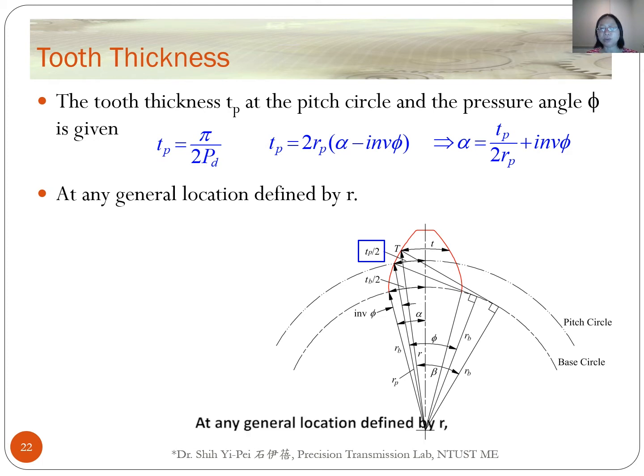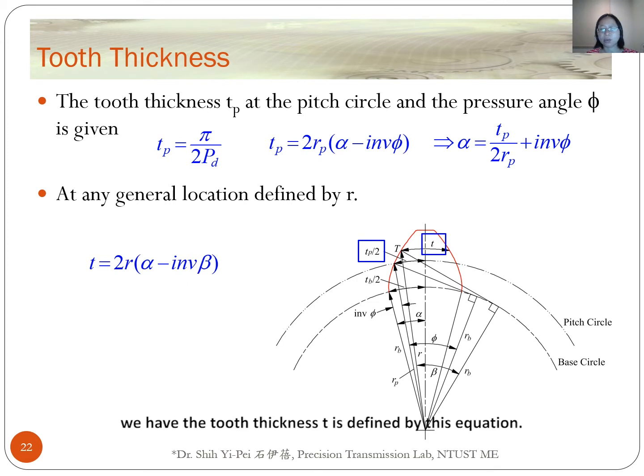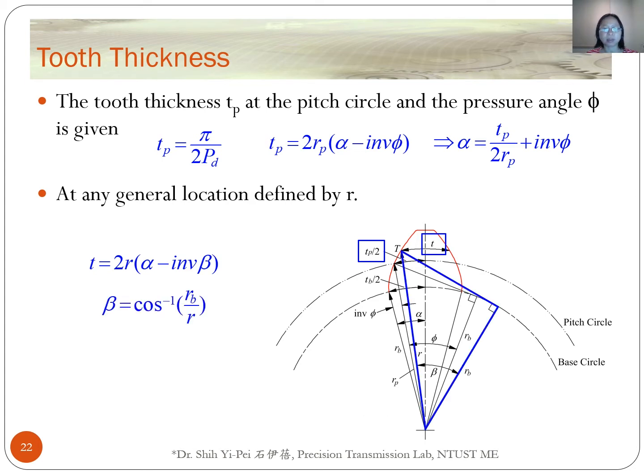At any general location defined by R, the tooth thickness T is defined by this equation. We already know the angle alpha. If the angle beta is known, we will get the tooth thickness T. From this right triangle, we can get the angle beta equal to the arc cosine of RB over R.